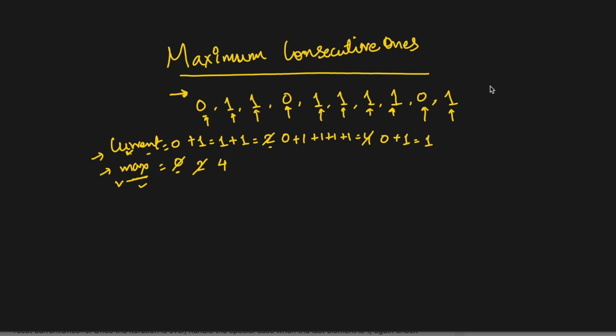And now we have done the iteration, there's nothing left. So at the end, we'll compare one last time the current and the max. And the max is 4 and the current is 1. So we'll not update. So this is going to be our final answer. Okay, so let's go back to the problem.